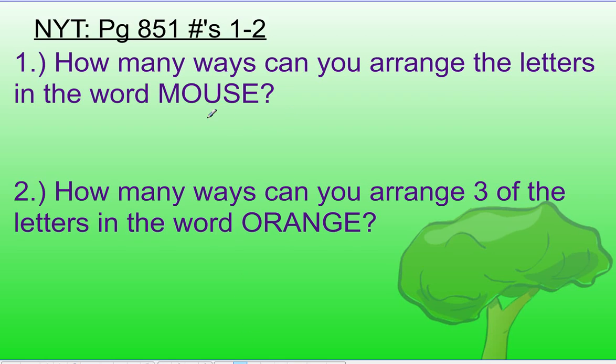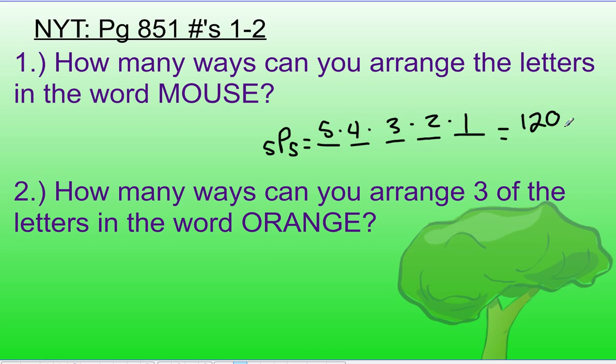Alright, so number 1, there are 5 total letters, and you're using all of the letters. It doesn't say just picking 2 or 3, so you're using all 5. So you've got 5 blanks. There's 5 letters for the first spot, and you pick one, and now there's 4, and then 3, and then 2, and then 1. Multiply them, and you get 120 possible ways that could be arranged.